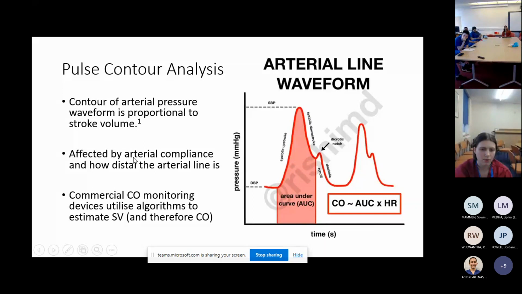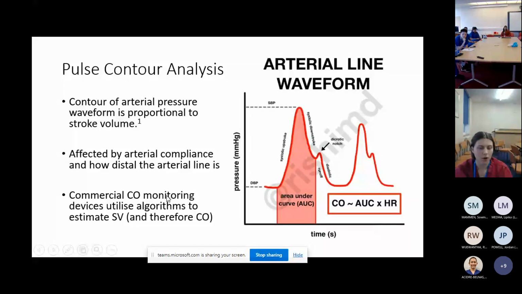However, the main problem is that it's really affected by arterial compliance, which is normally okay in a healthy person, but in intensive care patients who are unwell, this can change quite rapidly because it does change in response to things like rapid blood loss, septic shock, and rapid temperature changes. So you can't actually rely on it to consistently provide an accurate reading over a longer period of time.